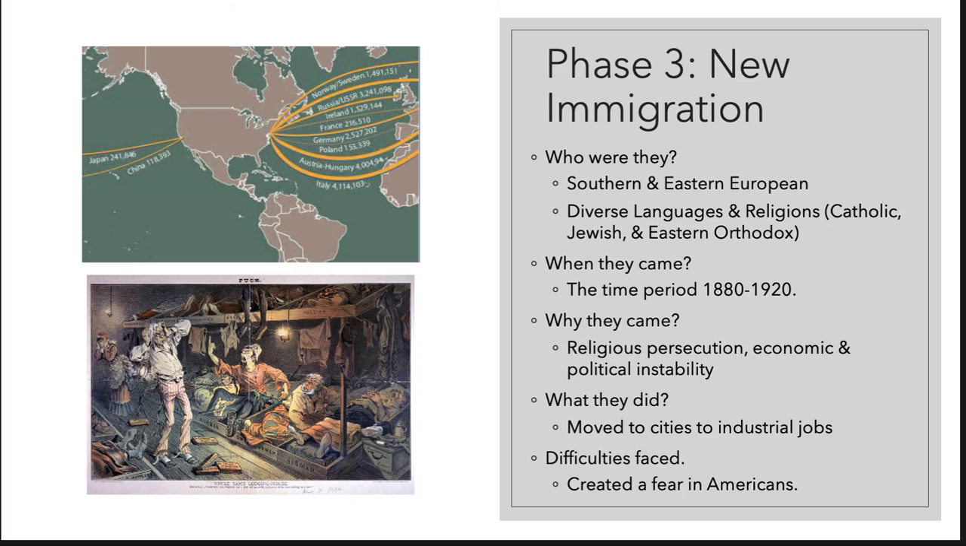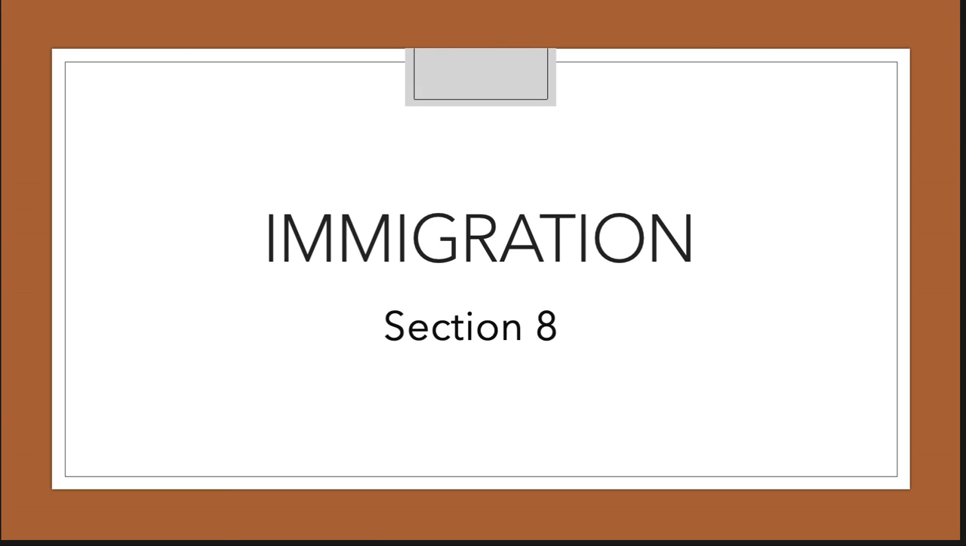Now, I want to stress this one last time. The new immigrants coming in, Southern and Eastern European, okay? Southern and Eastern European. The next time we come together, we're going to look at the reaction of the government to immigrants coming in and the reaction of the people in the United States and how immigrants came to be in America, what that looked like once they got here.